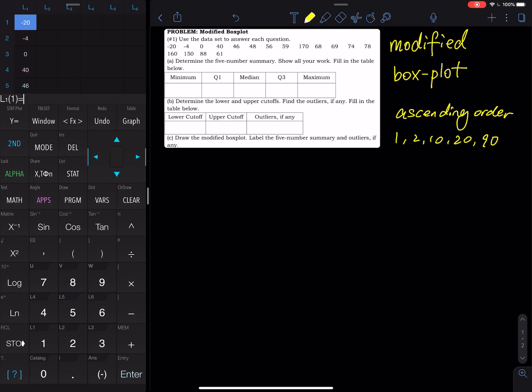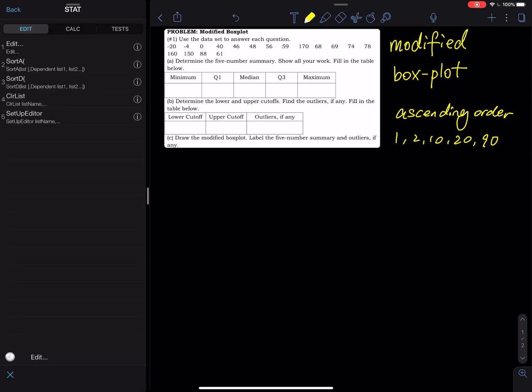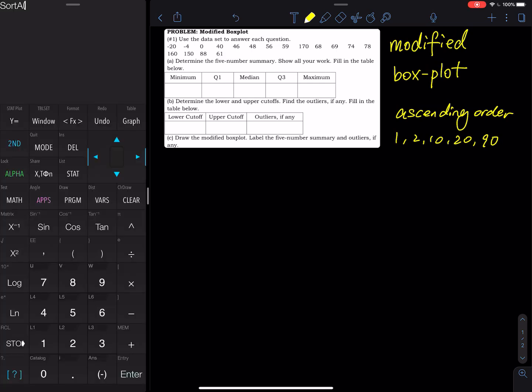And then I will ask this graphing calculator to sort the numbers for me. So what I have to do is go to second, then mode, to quit. And then you go to stat. Do you see sort A? You select sort A. And then it returns to the home screen. Which list do you want to sort? I want to sort L1.